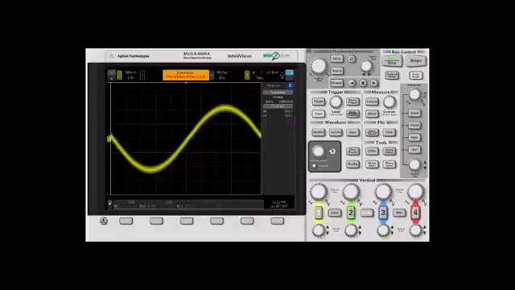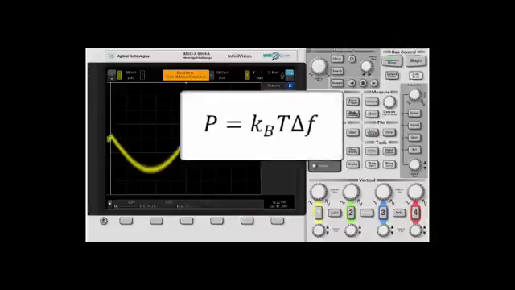In this video, I am going to discuss the basic principles of noise power versus the bandwidth of a measurement and demonstrate how to set a bandwidth limit. The equation to find thermal noise power shows us that noise power and bandwidth are directly related. This simply means as our bandwidth is increased, our noise power is going to be increasing simultaneously.